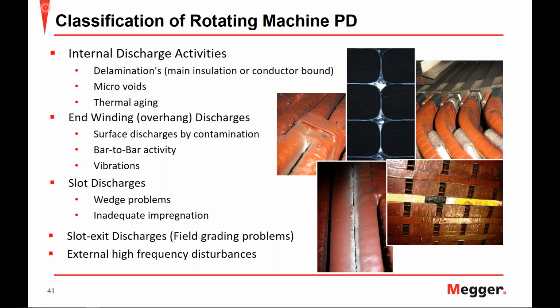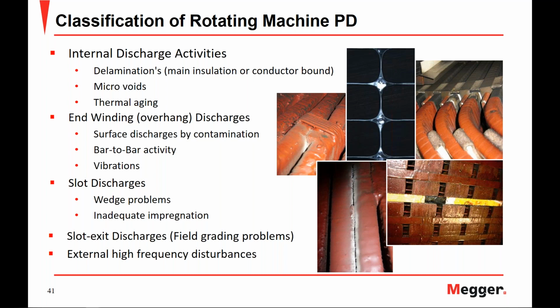Another classification could be end winding or overhang discharges in the form of surface discharges due to contamination or bar-to-bar activity, as you see here down at the bottom. And this also, taking a look, you can see the benefit of a visual inspection as you can see residue from partial discharge activity as you do here as well. Another case would be vibrations that are common within rotating machines.